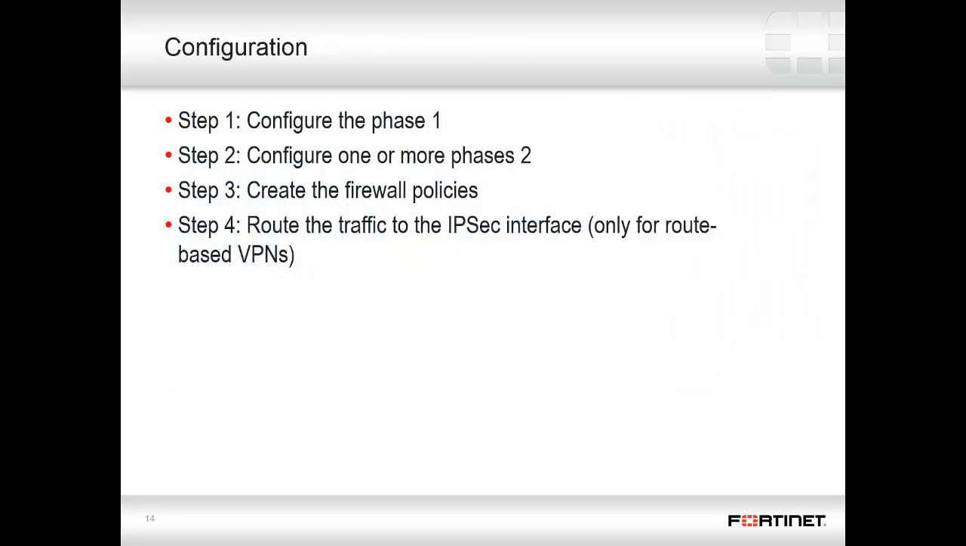Configuring an IPsec VPN on a FortiGate device involves at least 3 steps. One additional step is usually required when doing route-based VPNs. The first step is to create the Phase 1. The second step is to create one or more Phase 2s. The third step is to create the firewall policies. Finally, and only in the case of route-based VPNs, additional routing configuration is required. Let's see each step with more detail in the next slide.